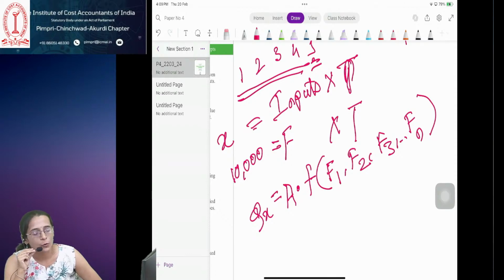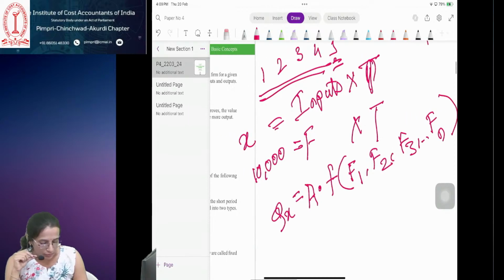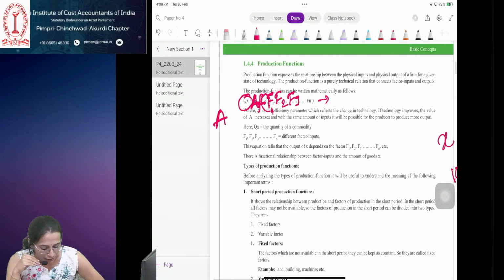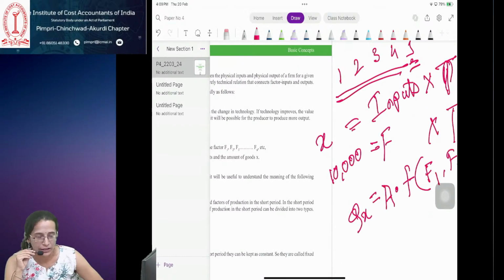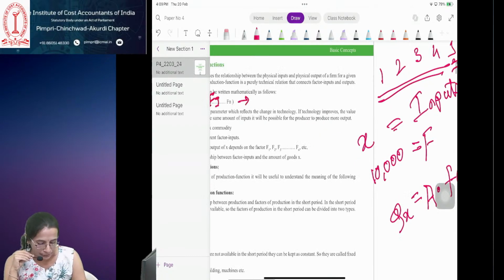What are F1, F2 till Fn? What did you say, Siley? Factors of production. What can they be? Land, labor, capital, right? And QX is the quantity of product X, right? Clear on this? They are saying the same here. And what is A? A particular level of technology that we are using to convert these factor inputs into finished goods.